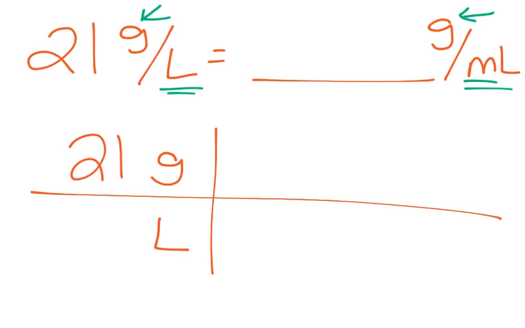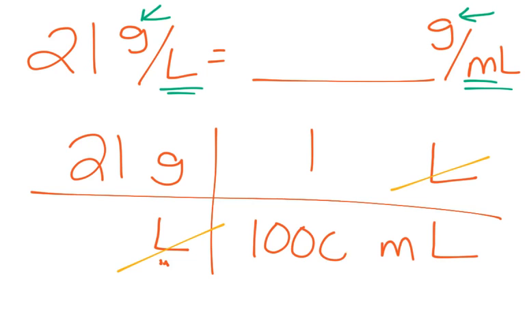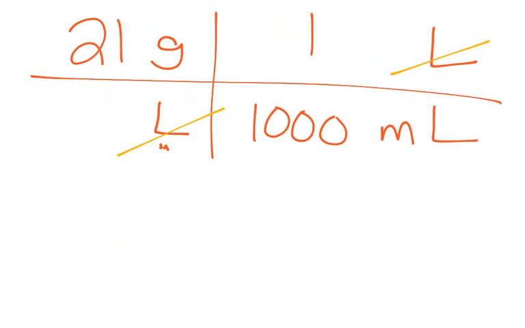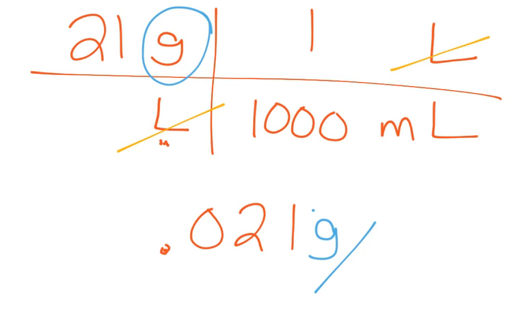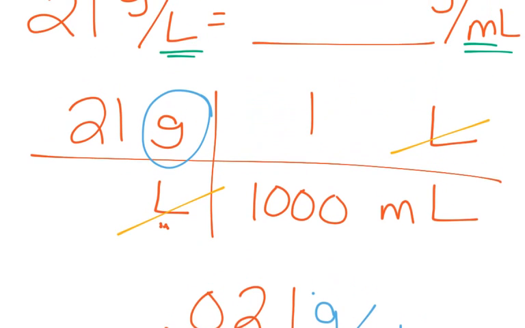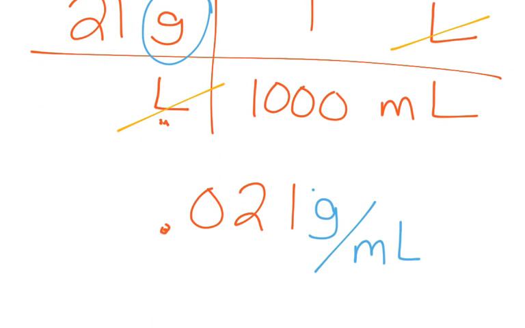So in order to get that liter right here to cancel out, where do I have to put him? I have to put him on the top. If I put him on the top, he cancels. I put my milliliter on the bottom. Again, you will memorize 1 liter is 1,000 milliliters. And now when you do your math, 0.021, that's 21 divided by 1,000. And now look at your units. Grams is on the top over milliliters, which is exactly what I wanted back at the beginning.